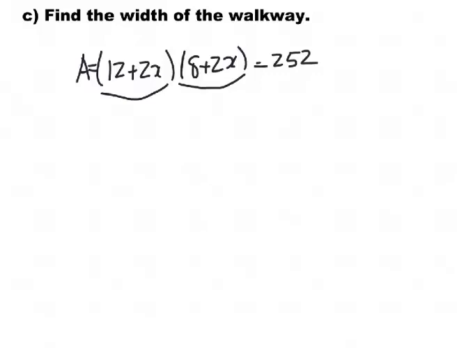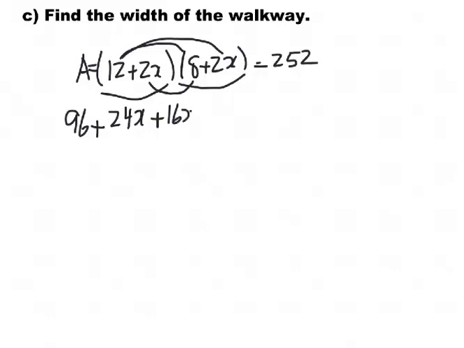To do that, I'm going to expand this. I'm going to say 12 times 8, which is going to give me 96, plus 12 times 2x gives me 24x, plus now I'm going to multiply 2x by 8, which is 16x, plus 2x times 2x gives me 4x squared. And then I move 252 to the left, so it becomes negative 252, which is equal to 0.